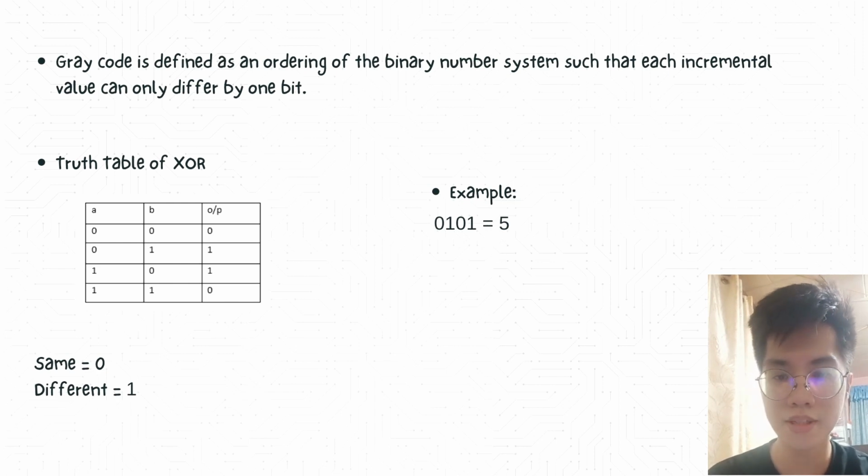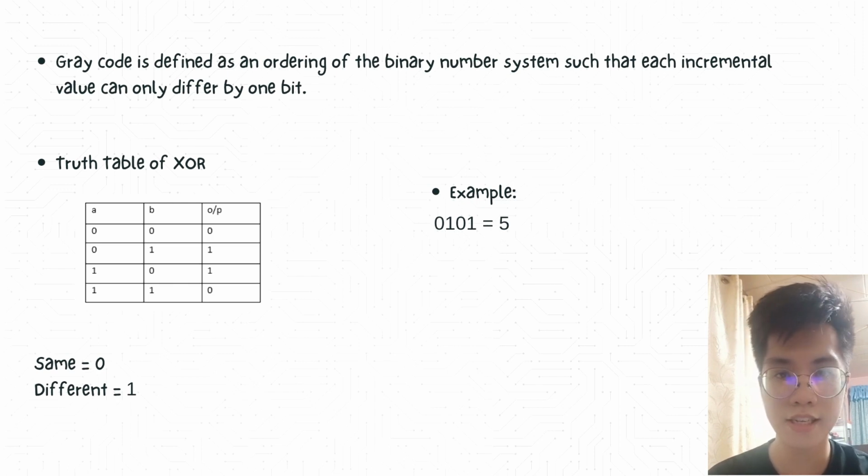So now, I will demonstrate how to convert BCD to gray code and will demonstrate later the vice versa of gray code to BCD. So, first, let us have an example of 0101 to convert it to gray code. So the binary number of 0101 is 5.